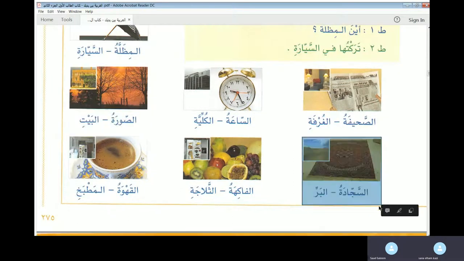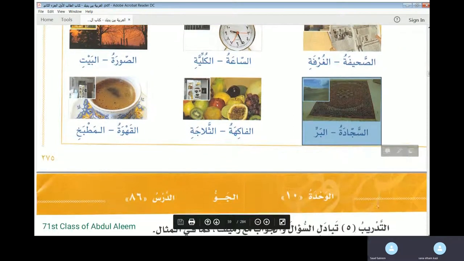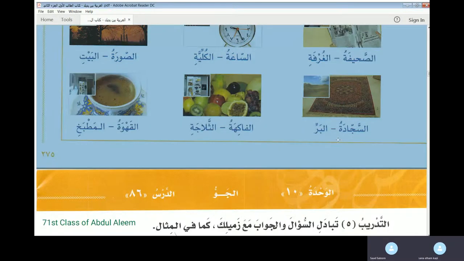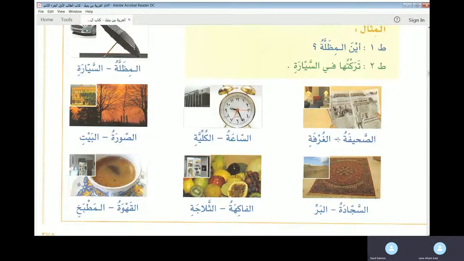أين السجادة؟ تركتها في البر. تركتها. You left it. Correct it. Okay. أين السجادة؟ تركتها. Say تركتها. تركتها في البر. Where is the carpet? I left it in the land. Desert? Land.